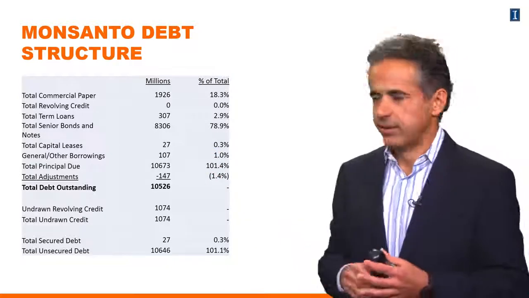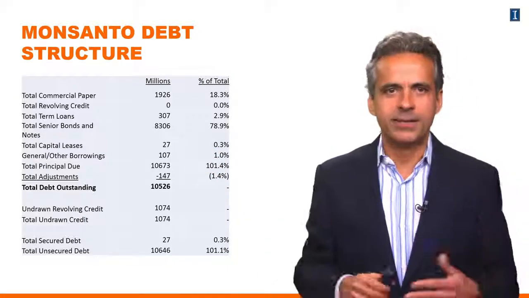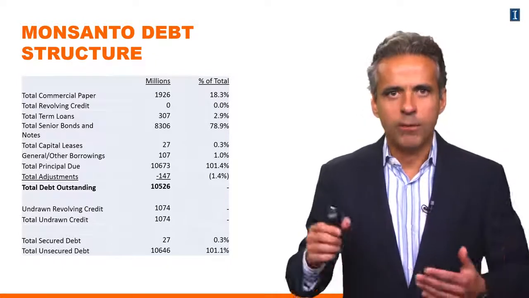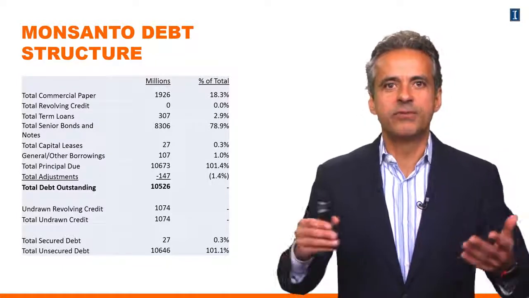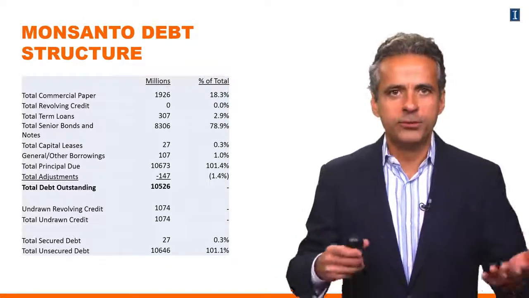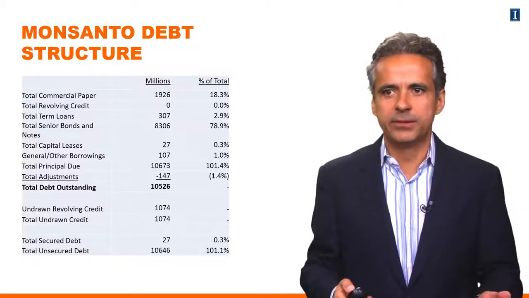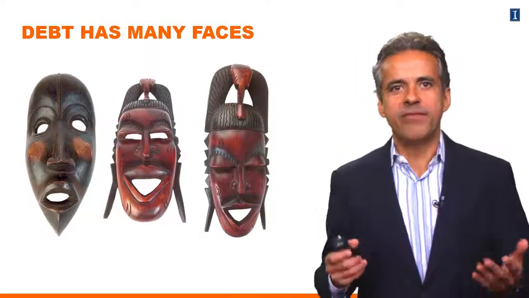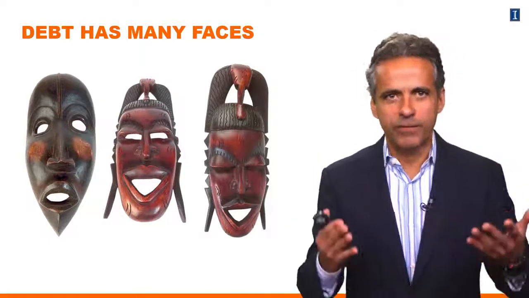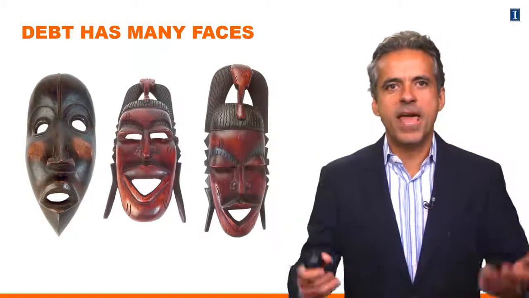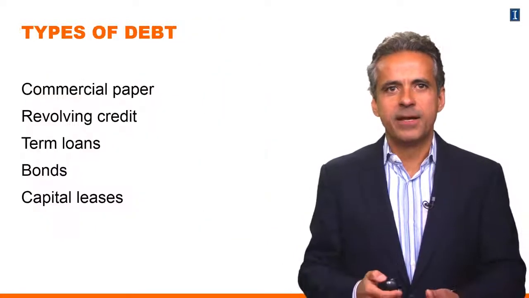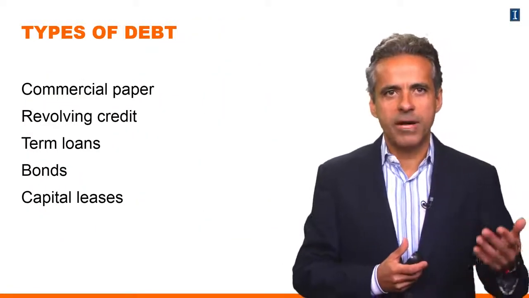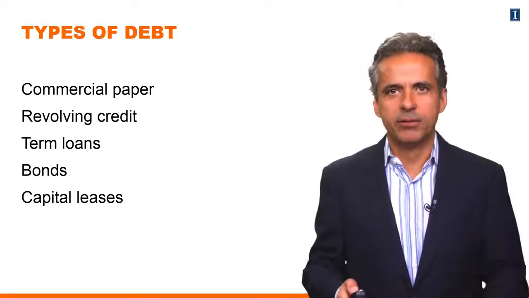So you can see that there is commercial paper, revolving credit, term loans. The purpose of this lecture is for us to learn what the difference is between all these different types of debt and how companies choose between these different types of debt securities. The idea is that debt has many faces. Debt is not going to come only in one mask. There are going to be many different types of debt. Let's talk about these 5 types: commercial paper, revolving credit, term loans, bonds, and capital leases.